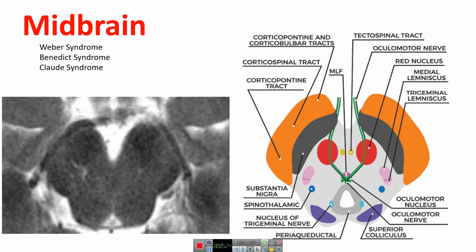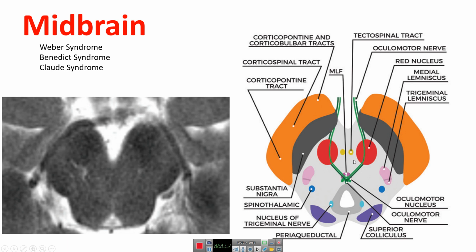What about the internal structure? For the midbrain, we have the crus cerebri. The crus cerebri contains the corticospinal and the corticobulbar tracts, the corticospinal tract in the middle, and the corticopontine tract as the lateral part. And then from the anterior part, we have the exit of the oculomotor nerve, and this is the site of the oculomotor nuclei.